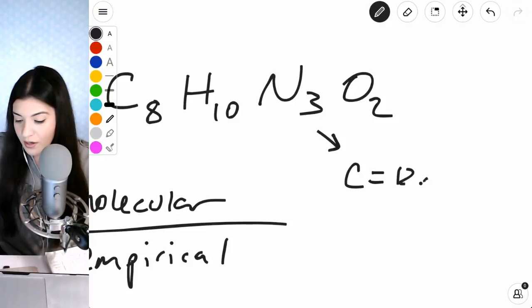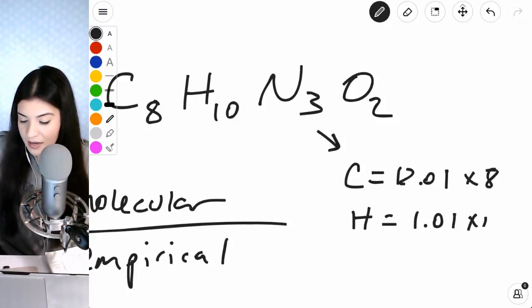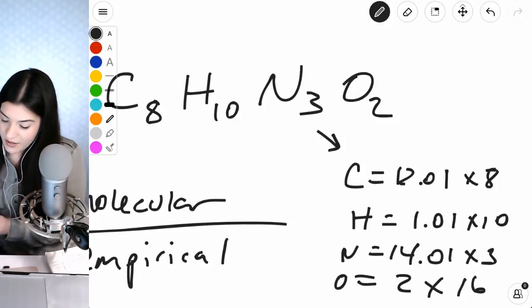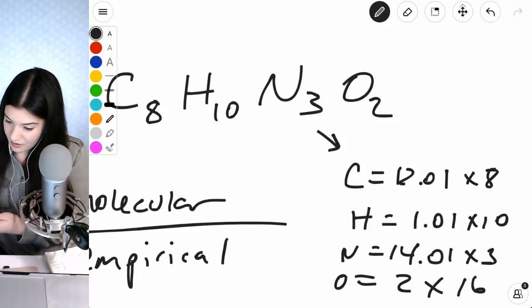So this would have been 12.01 times 8. Hydrogen would have been 1.01 times 10. Nitrogen would have been 14.01 times 3. Oxygen is 2 times that 16. So let's add up that all together.